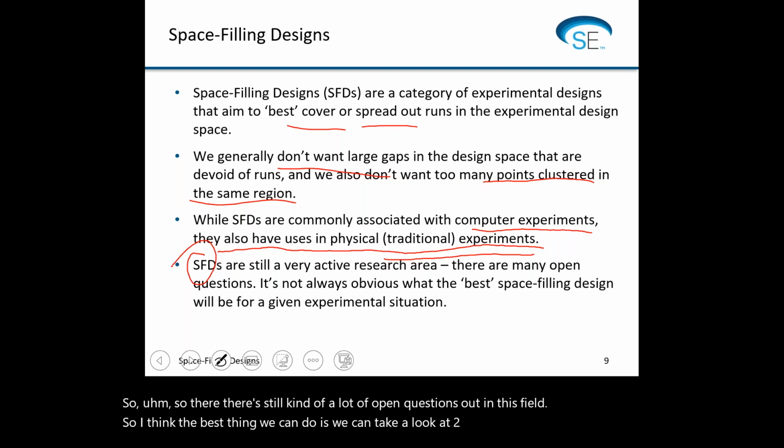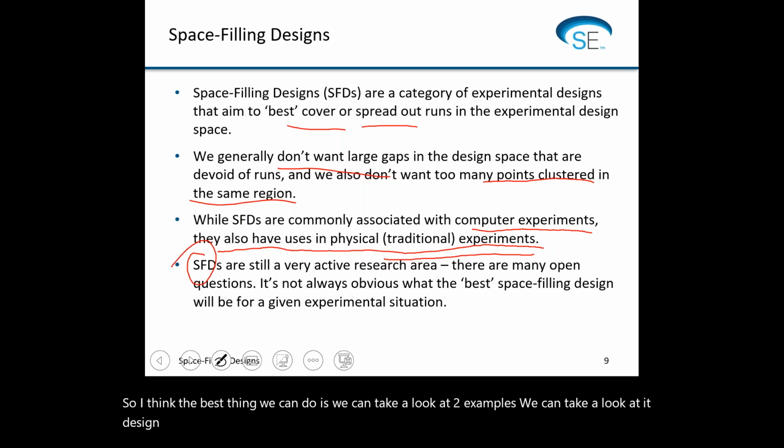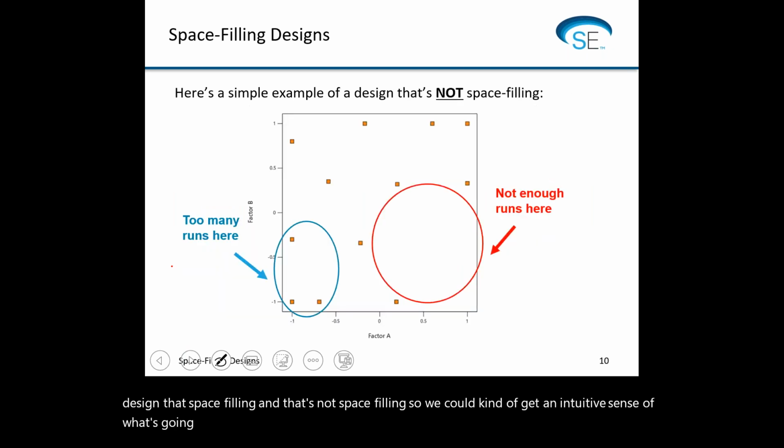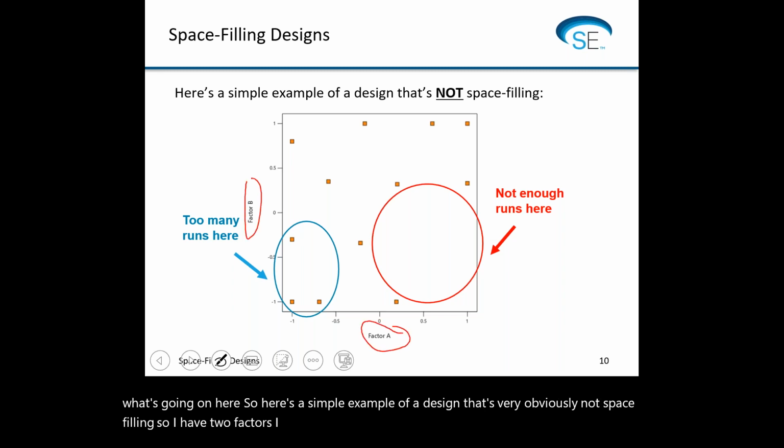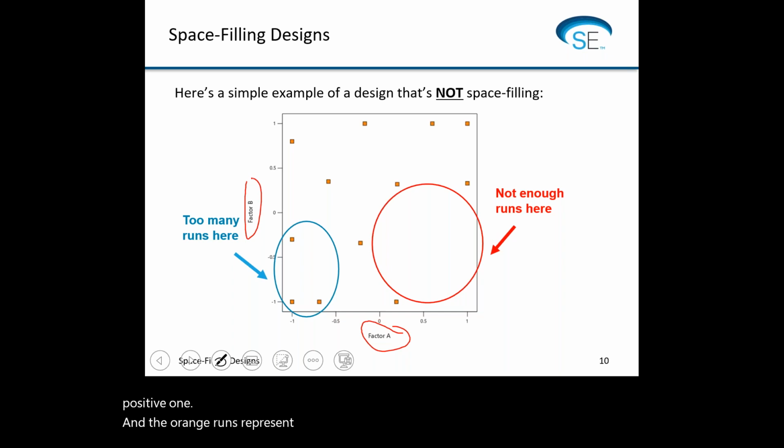We can take a look at a design that's space filling and one that's not space filling, so we can get an intuitive sense of what's going on here. So here's a simple example of a design that's very obviously not space filling. I have two factors, factor A and factor B. Each factor goes from -1 to +1, and the orange runs represent the runs in the experiment.